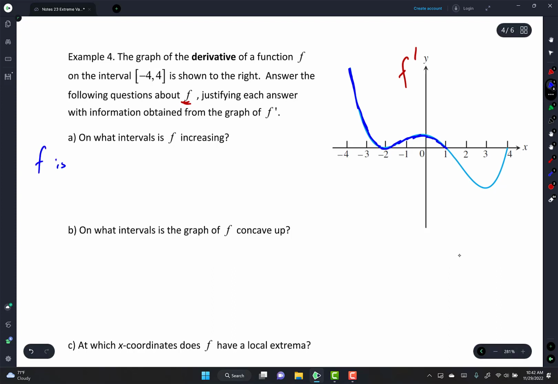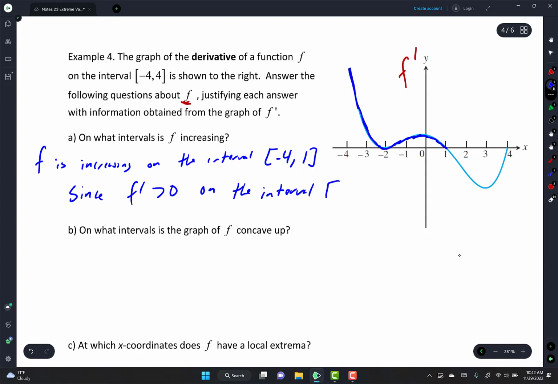F is increasing on the interval, bracket, negative 4, comma, to 1, close bracket. Actually, you can put the bracket on that. Since f prime is positive on the interval bracket, -4, comma, -2, parenthesis, union, -2, comma, 1, bracket. That's like what we did yesterday.